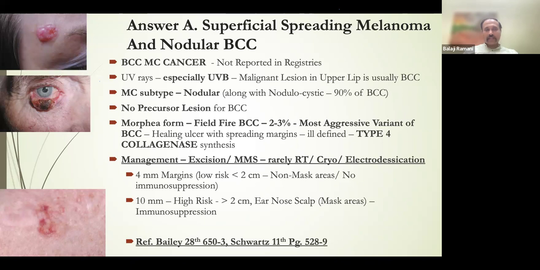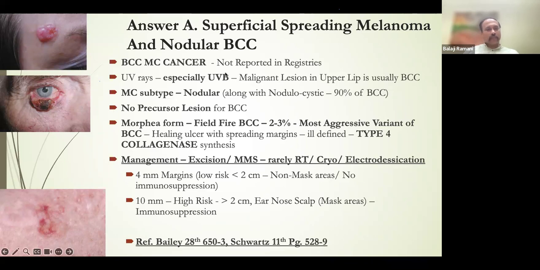Exposure to UV rays. There are two types of exposure which can be there. One is the chronic exposure, the other is the intense intermittent exposure. Now, these two exposures are different. Whenever you have intense intermittent exposure, that is important for development of both your BCC and your melanoma. On the other hand, chronic sun exposure is the one that leads to actinic keratosis and your squamous cell carcinoma. That is important for you.